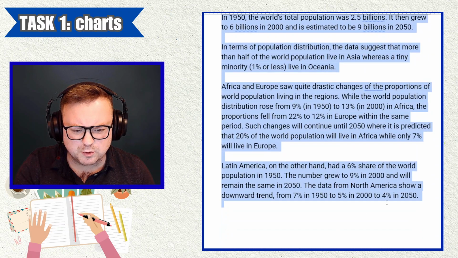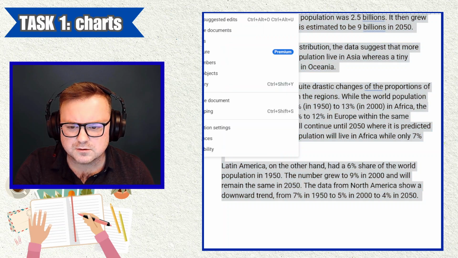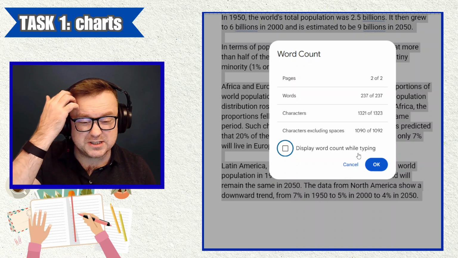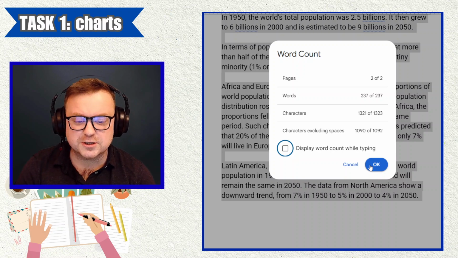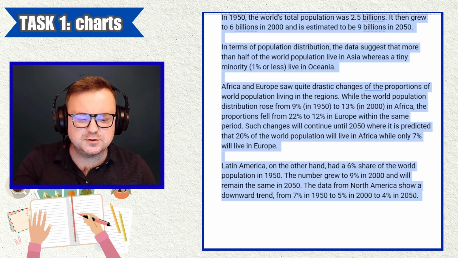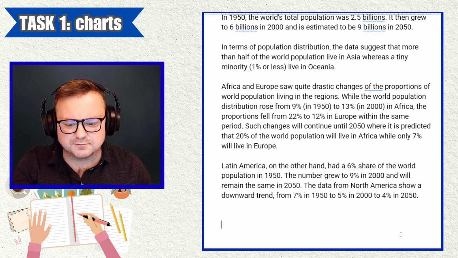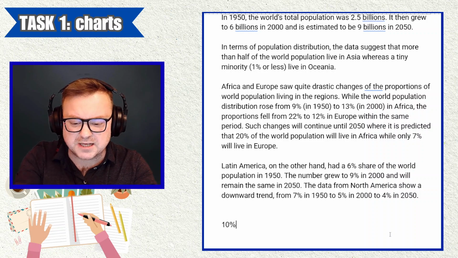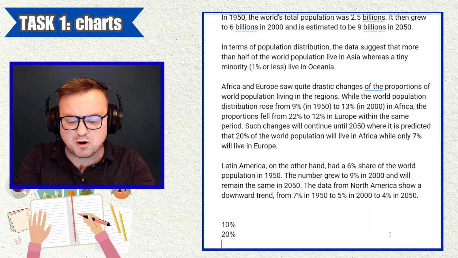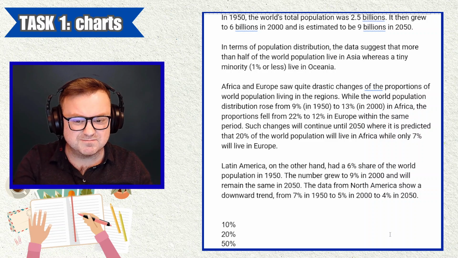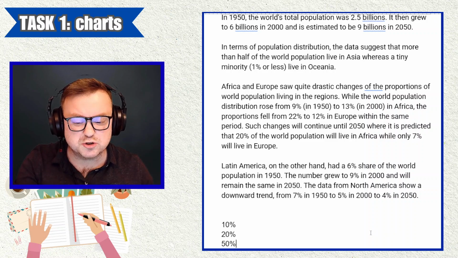Are we more than 200 words here? 237 words. So my first question to the candidate is, if you should write at least 150 words, what is acceptable? What do you think is acceptable to go over by? Like, okay, going over by 10%, absolutely fine, no problem. 20%, yeah, okay. 50%. So 50% would be 225 words.